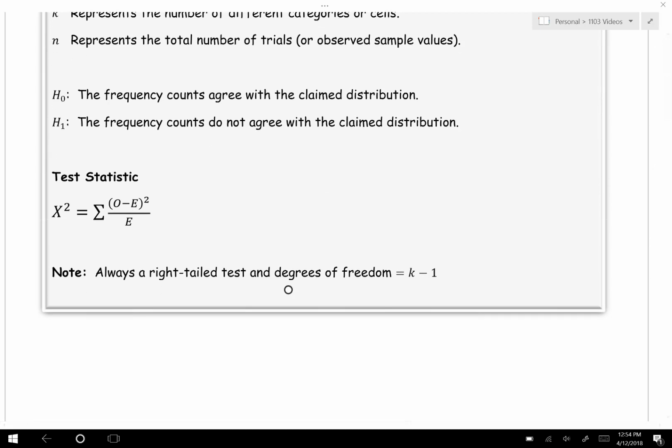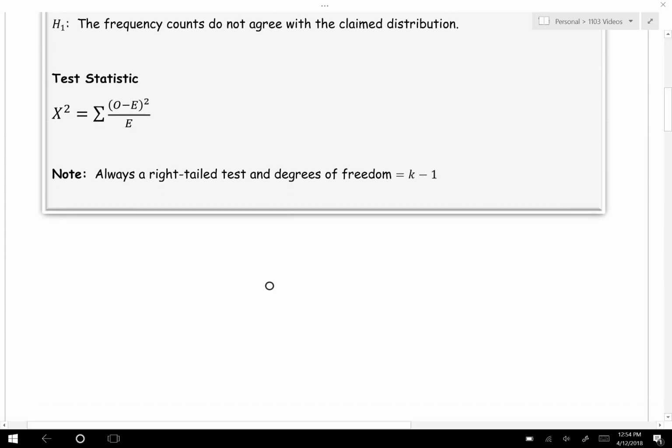When we're doing this test, the null and the alternative hypothesis are always the same. The null hypothesis will always be that the frequency counts agree with the claimed distribution, and the alternative is always going to be that the frequency counts do not agree with the claimed distribution.